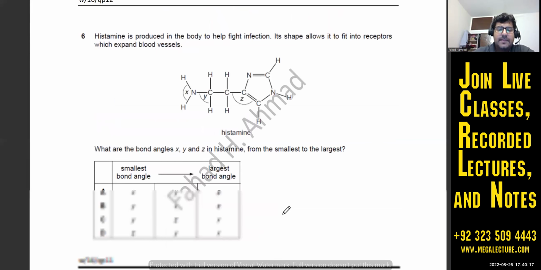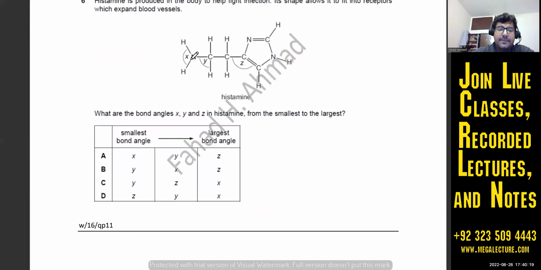Okay, here again, smallest bond angle. N, 3 bonds, right? But remember, N has lone pairs. Remember, this is not the shape of the molecule. N has a lone pair and 3 bonds, so what is the shape? That's trigonal pyramidal, and the angle will be 107 degrees.